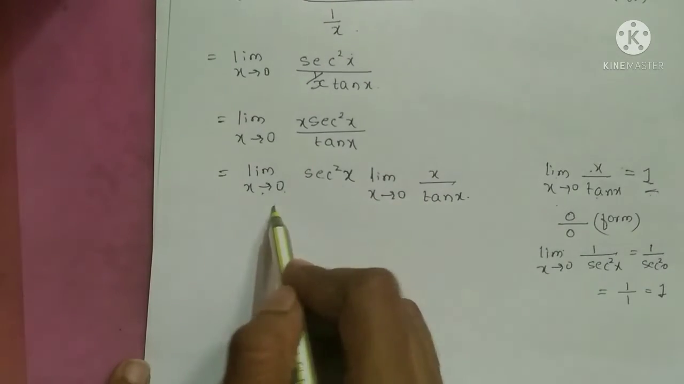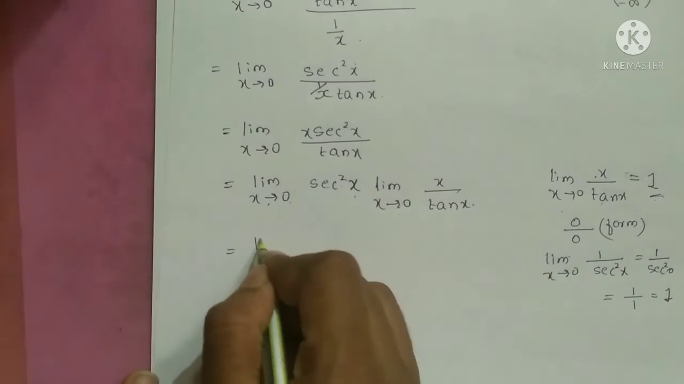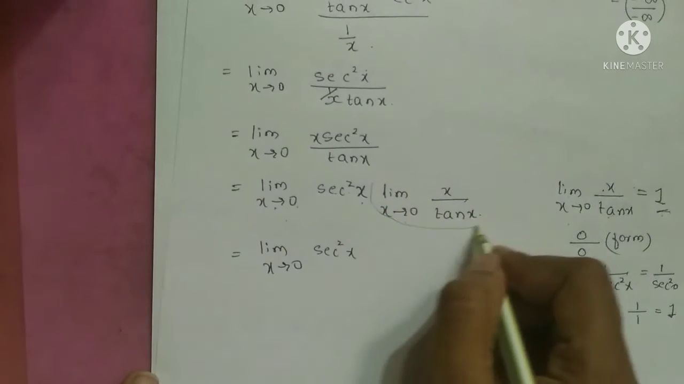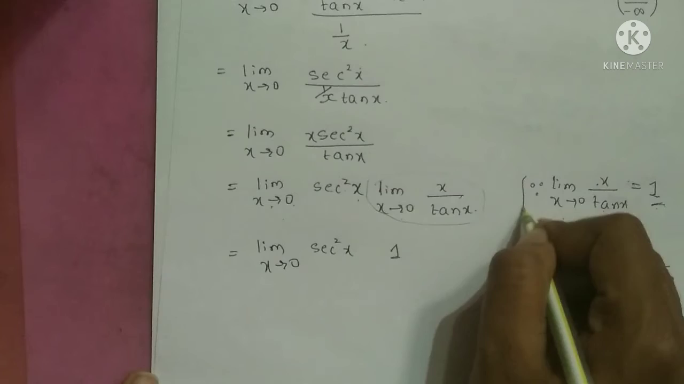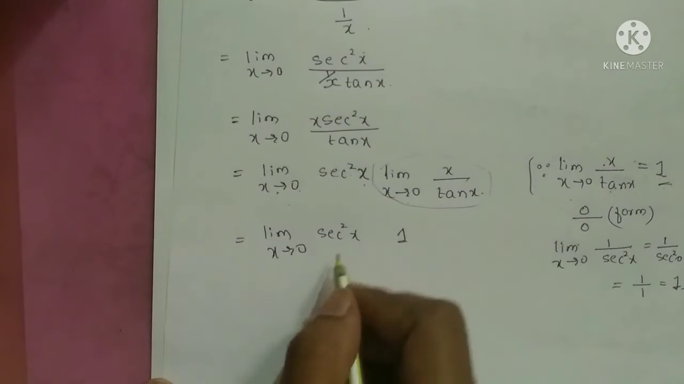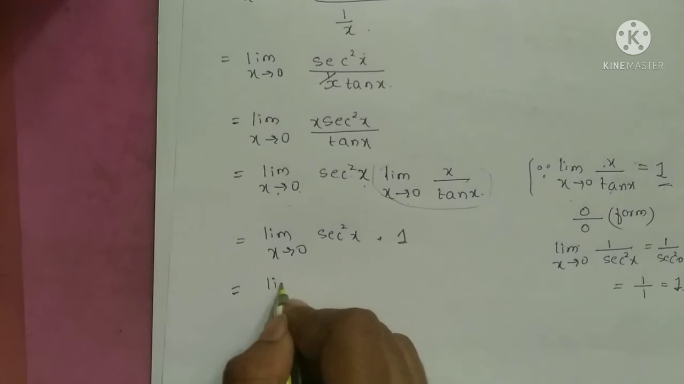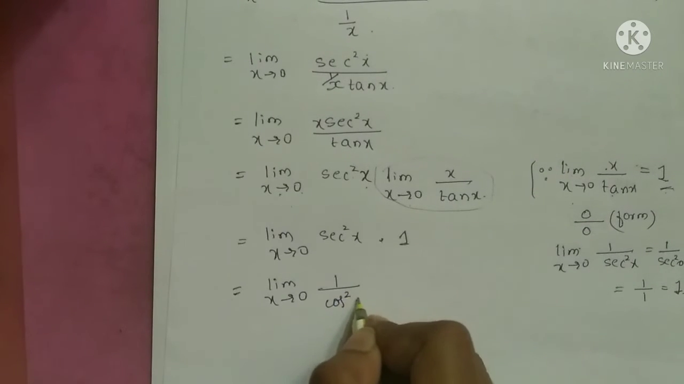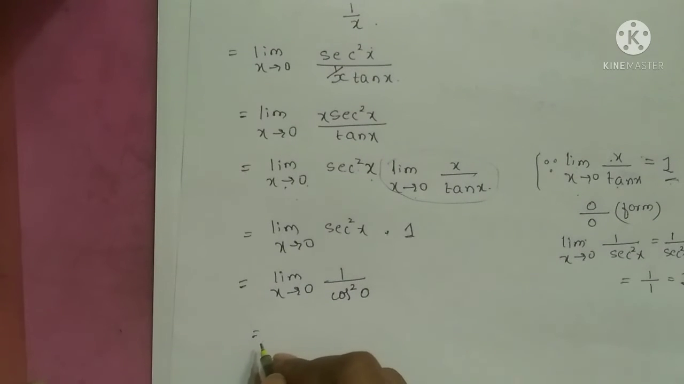So limit x tends to 0 secant square x as it is, and limit x tends to 0 of x by tan x has the value 1. So limit x tends to 0 of secant square x, the whole term, becomes 1. This is your note point, into 1. So here, limit x tends to 0 secant square x can be written as cos square x.